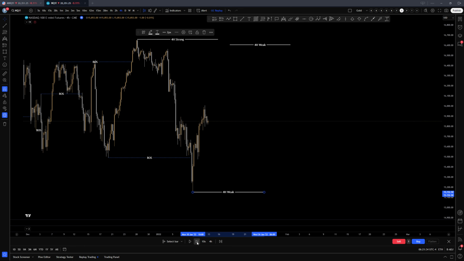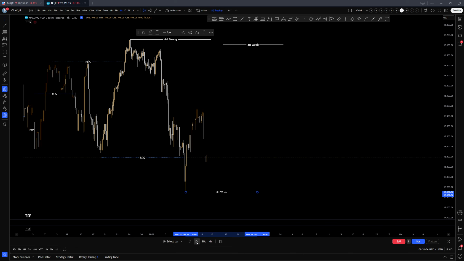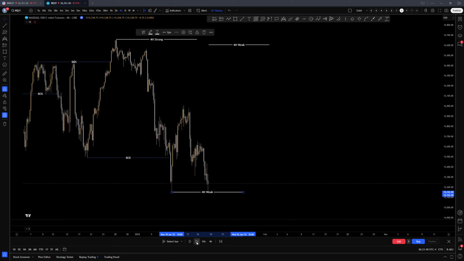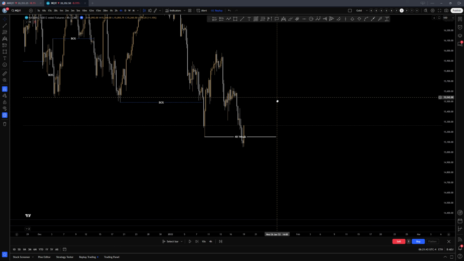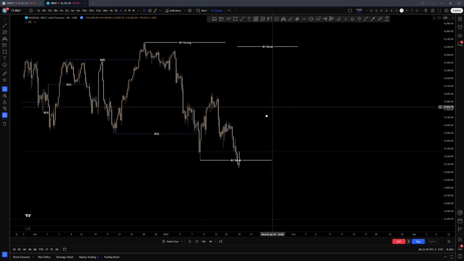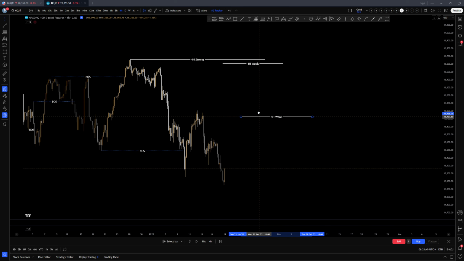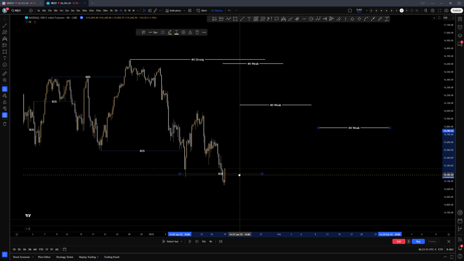See, still pulling back. Here we go, going down, ranging a bit, moving down more, and there we go. There's a close below. So again, targeting our weak structure. Now, what does the weak structure now become? It becomes a breaker structure.